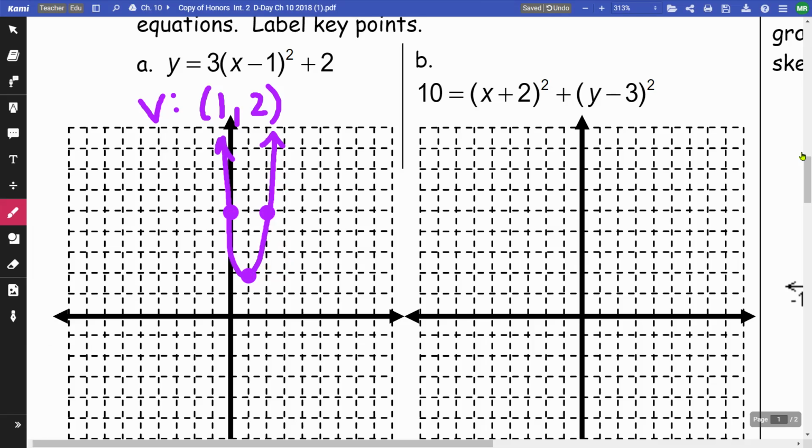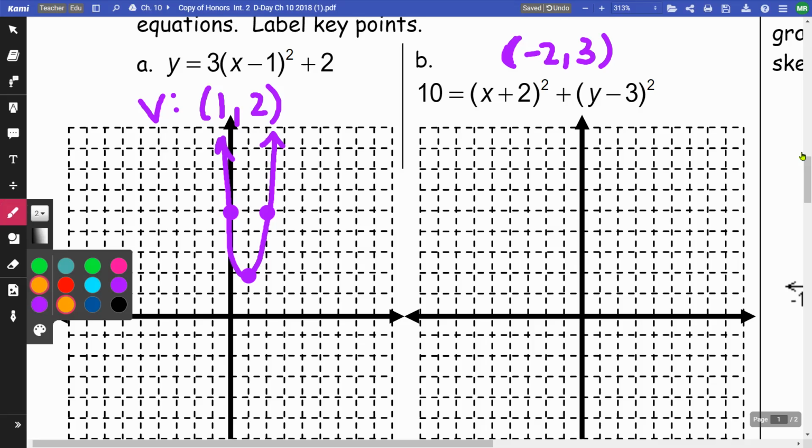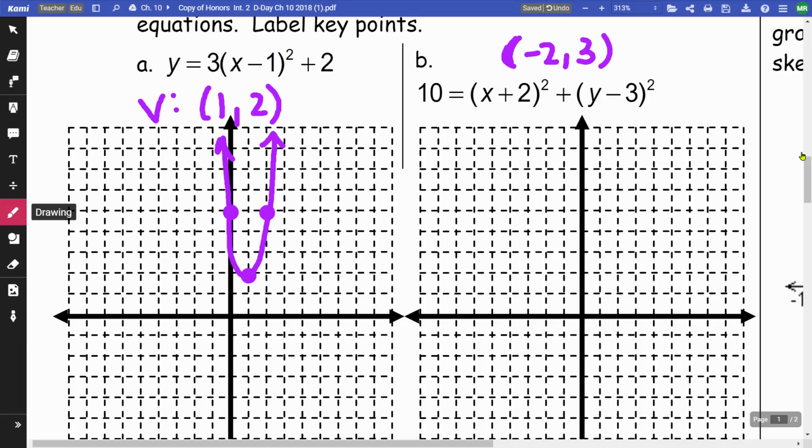On number 10, with this as a circle, the center of the circle is -2, 3. So in orange, I'm going to go to -2, 1, 2, 3. That's my center. Now that's not my graph. For my graph, I am going to go out what my radius is, and my radius is going to be the square root of 10. And the square root of 10 is going to be in between 3 and 4, closer to 3. About a 3.2, let's say.